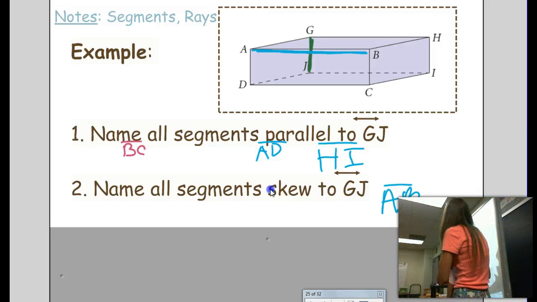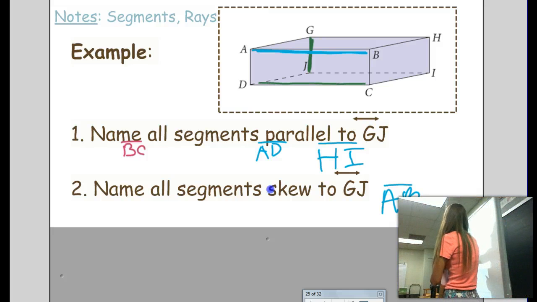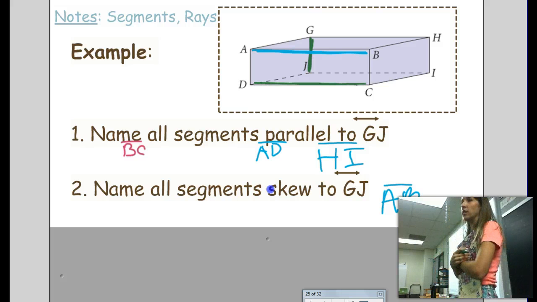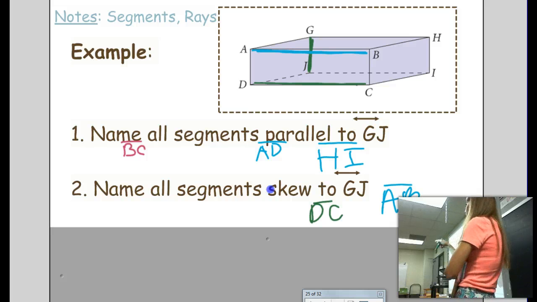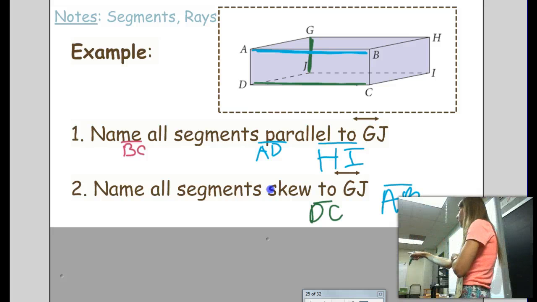DC? Is DC ever going to touch GJ? No. Never. They're in two totally different planes. So those are both correct. Did anyone write something different and you want me to check and see if you're right? Yes, ma'am.